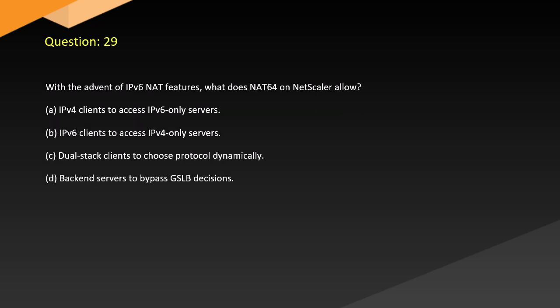Question 29. With the advent of IPv6/NAT features, what does NAT64 on NetScaler allow? A. IPv4 clients to access IPv6-only servers. B. IPv6 clients to access IPv4-only servers. C. Dual stack clients to choose protocol dynamically. D. Backend servers to bypass GLB decisions.